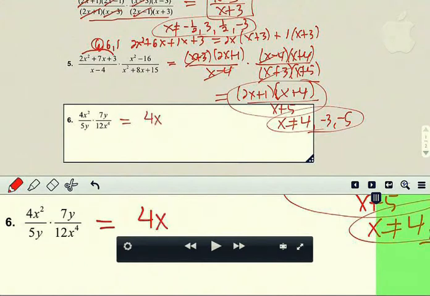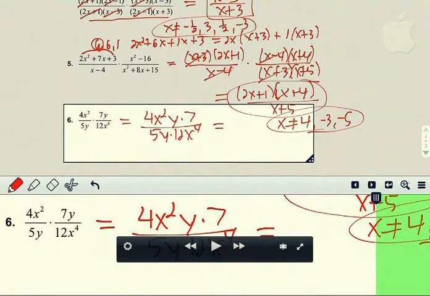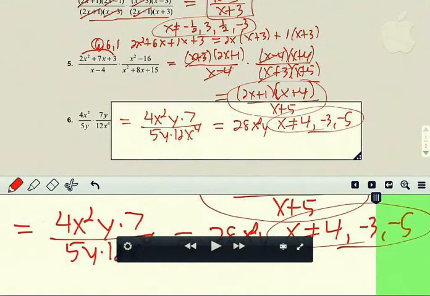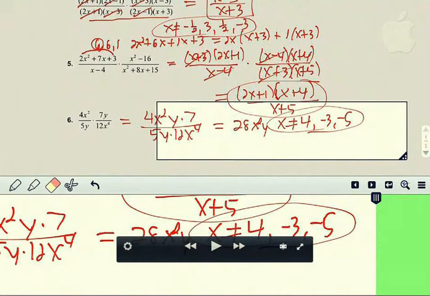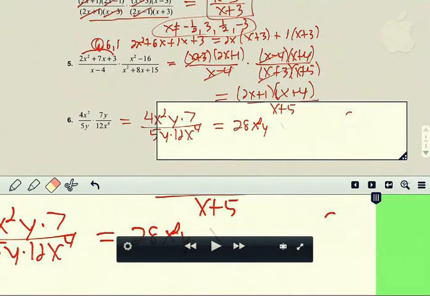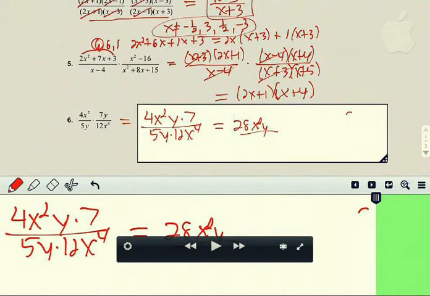Well, let's rewrite it like this. 4x squared y times 7 over 5y times 12x to the fourth. We can simplify that a little bit. That's 28x squared y over 60x to the fourth y. Oops, we're running into other territory here. Let's erase some of this other stuff.